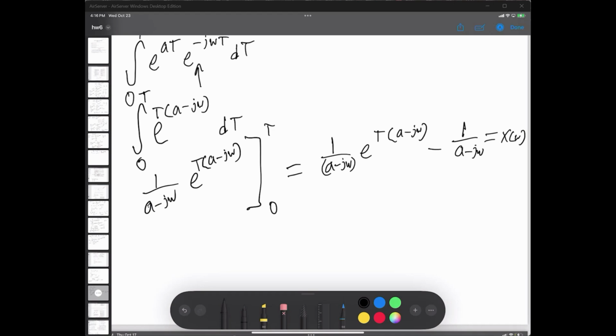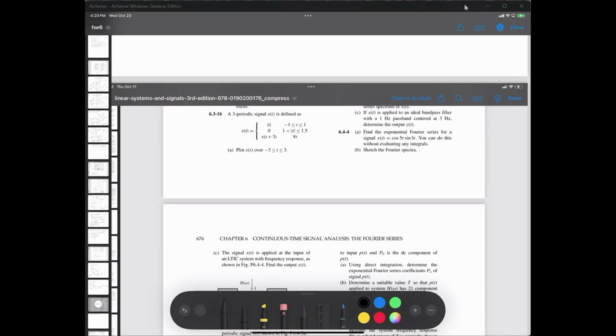So now we go on to number 4. For 6.4, we'll do part A first. Find the exponential Fourier series for the signal x of t. You can do this without evaluating any integrals. Okay, so we don't have to evaluate the integrals.